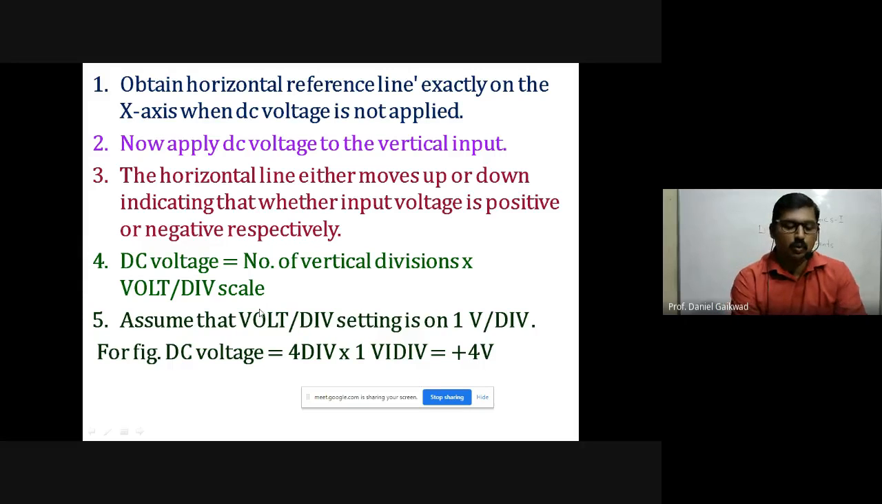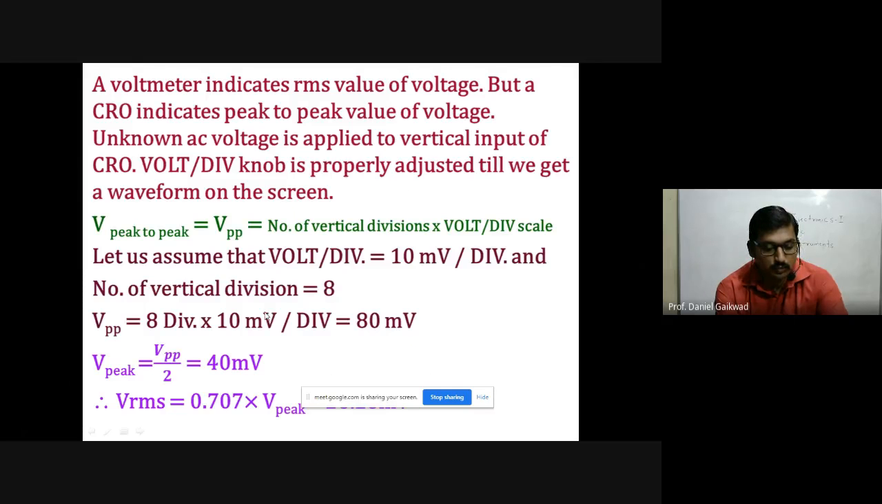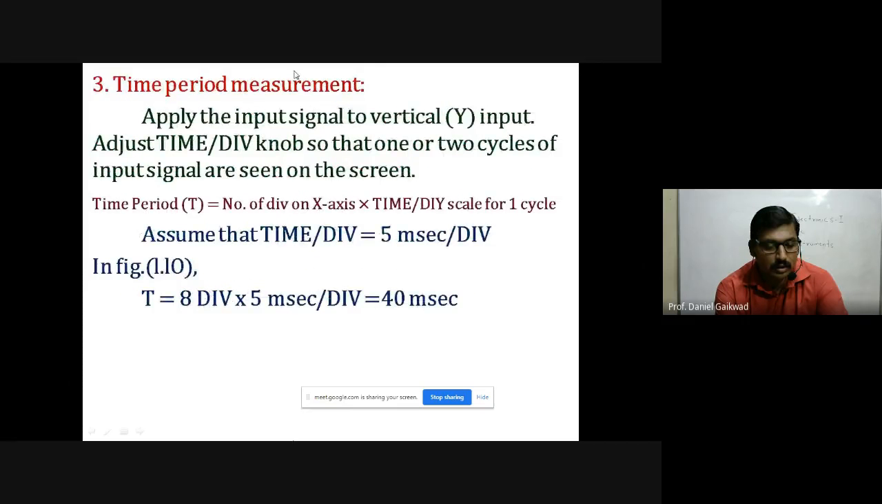So this is a simple calculation. How many divisions? 1 volt per division. 4 divisions means 4 volt. So the signal input, or DC voltage, is 4 volt here. So that is simple or easy compared to the AC measurement here. Okay. So these are the two applications.